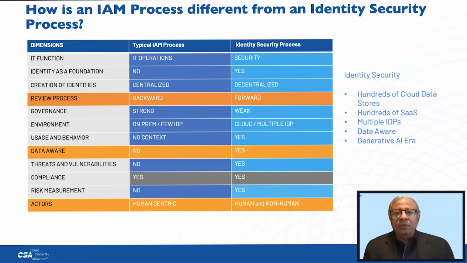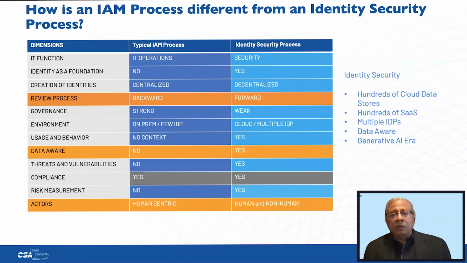The creation of identities in cloud is mostly decentralized. It's created through Terraform and infrastructure as code and CloudFormation templates. The review process for an identity security process is mostly forward-looking. What could happen? What could be breached? Or what are the pathways by which I could be breached? Is the breach imminent? Very forward-looking questions. Governance is extremely weak because we prioritize automation in the cloud over governance. So governance is extremely weak, and that's why we see shadow access proliferating.